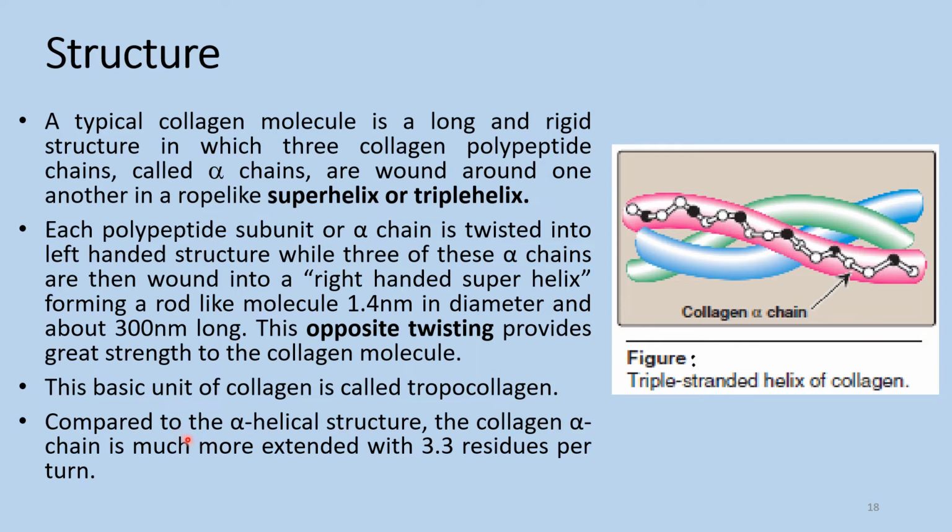As we compare with the alpha helical structure of other proteins, the collagen alpha chain is much more extended, having 3.3 residues per turn. This extended structure of the alpha chain provides flexibility to the collagen molecule.